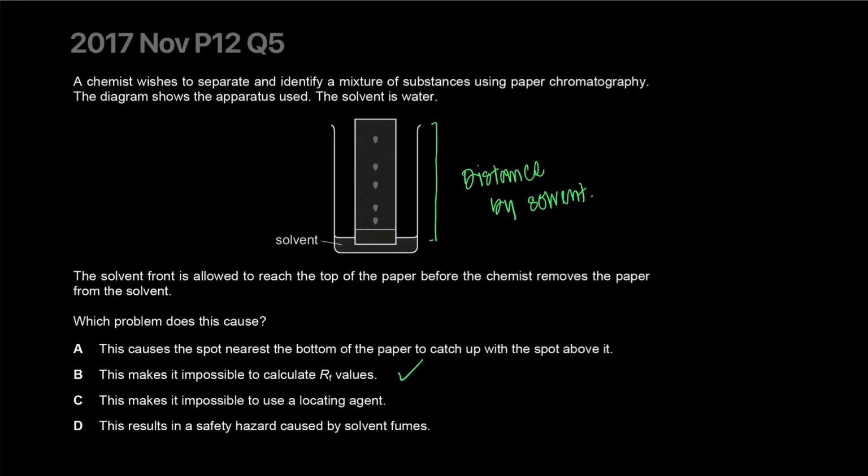Let's take a look at C and D. This makes it impossible for us to use a locating agent. Well, you can still use it. A locating agent is just a spray that will react with the dyes and make them more visible, or if they're invisible, just visible, right? Not more. This results in a safety hazard caused by the solvent fumes. Well, the solvent fumes are water. So last time I checked, that wasn't dangerous. Correct answer is B.